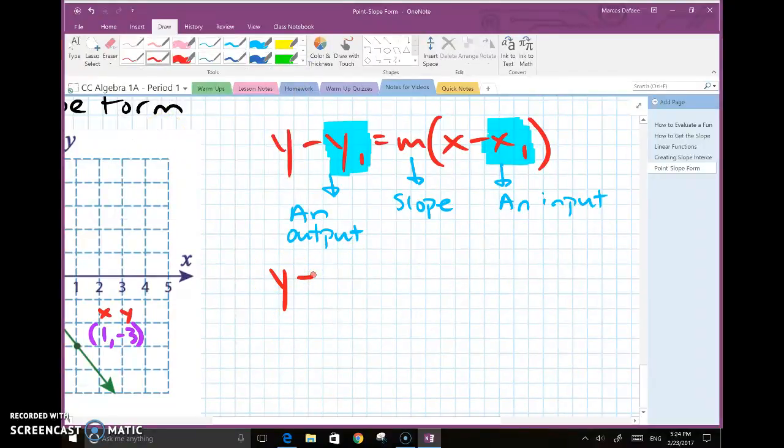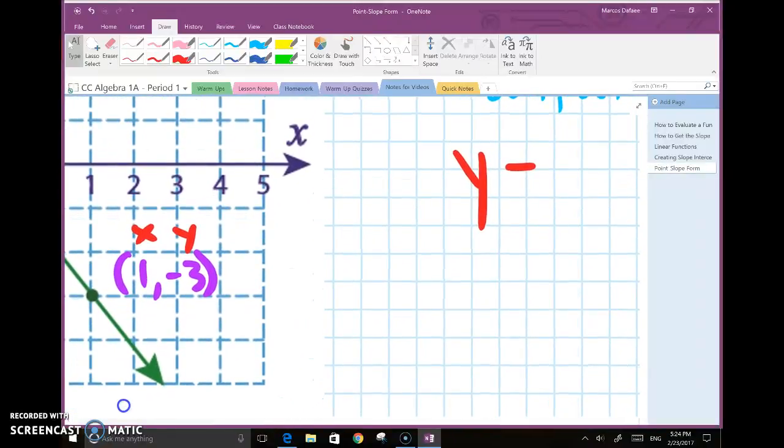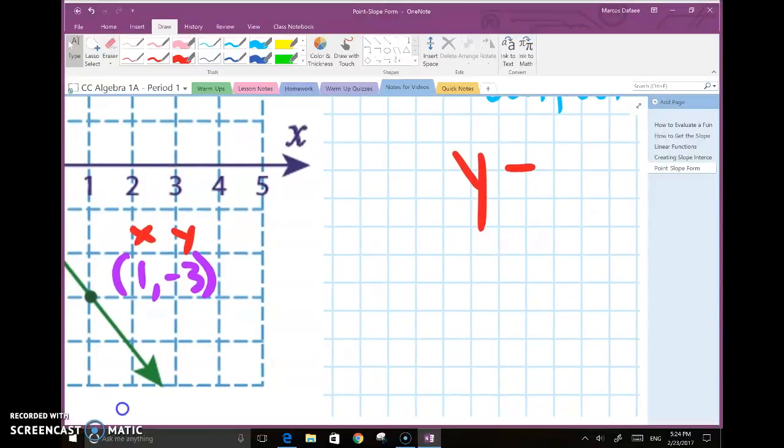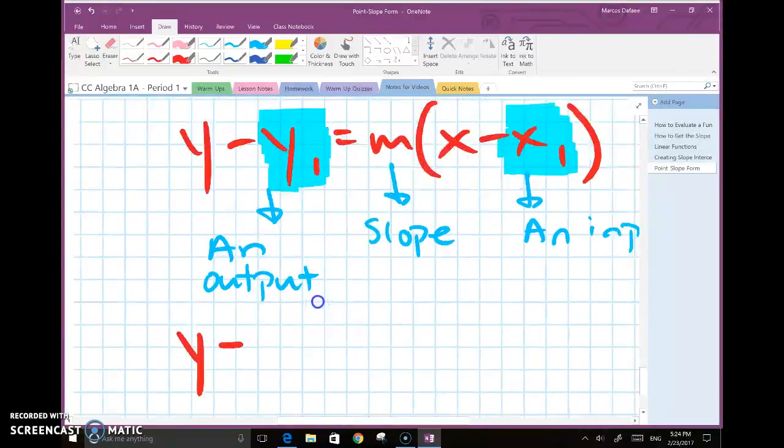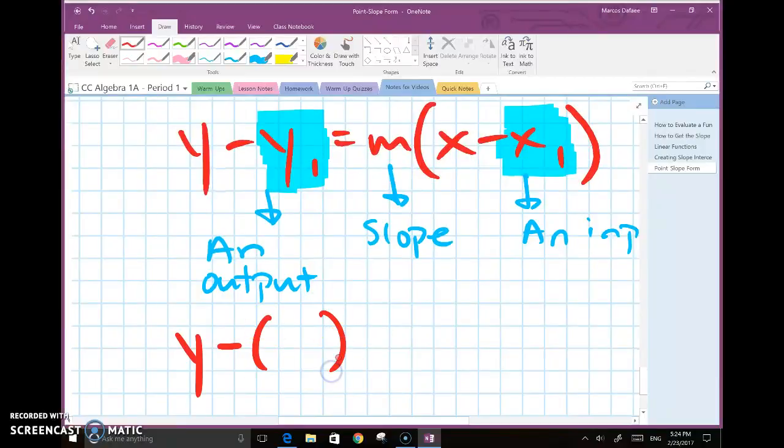Y minus. Now, the y sub 1, my input, is going to be the y coordinate of the point I chose. Now, I chose an ordered pair with a y coordinate of negative 3. What this means is that this negative 3 will take the place of this spot here. And I'd have to show that what I'm inputting, what I'm putting into that spot is a negative number. So I use parentheses to show that it's y minus the negative 3. Okay, if you just put y minus 3, that wouldn't be correct. It would mean something else.